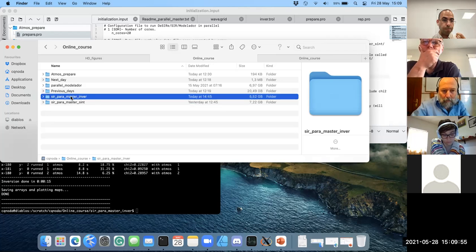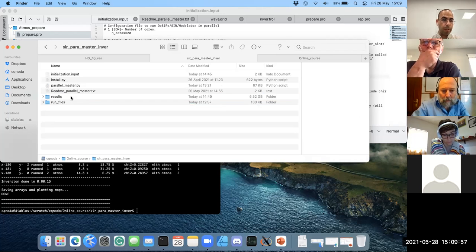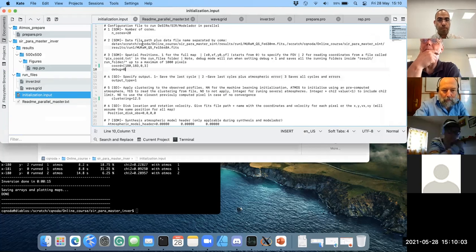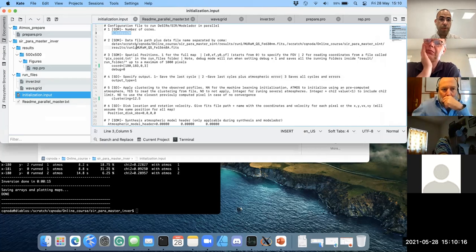Okay, so then let's start with initialization.input. Okay, that is here. It's very similar. So the format is the same, and basically we don't need to change too many things. So let's go step by step. We define the number, of course, and this always depends on your computer. And then we are going to embed profiles.